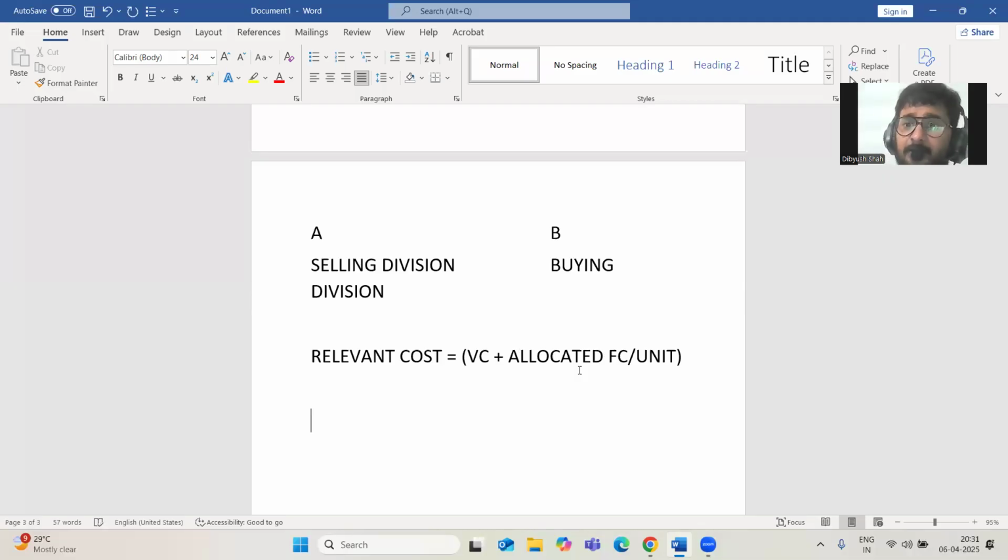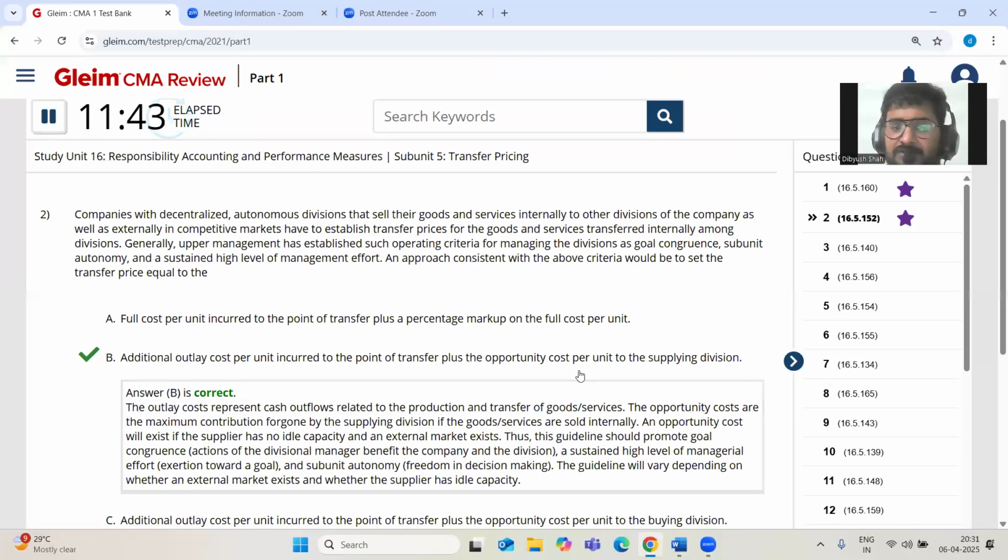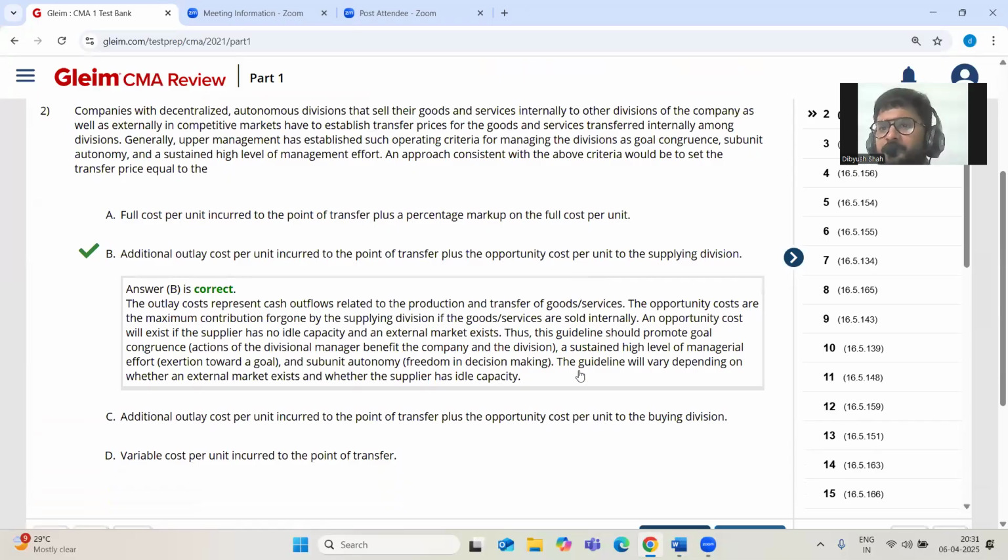Option C said additional outlay cost per unit to the transfer. This means variable cost, but opportunity cost they said for the buying division. Buying division has no opportunity cost. Opportunity cost is always considered from the point of view of the seller. D is wrong because you cannot consider only variable cost. Relevant cost should be variable cost plus avoidable fixed cost plus opportunity cost. So B makes more sense because it says variable cost plus whatever is your opportunity cost. This is the closest definition to the relevant cost, and that is why this is the correct answer.